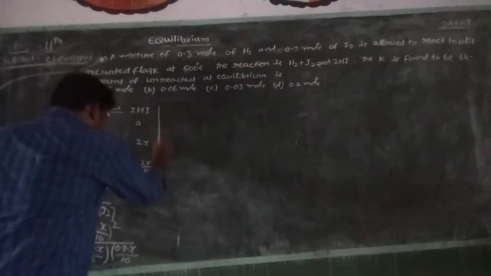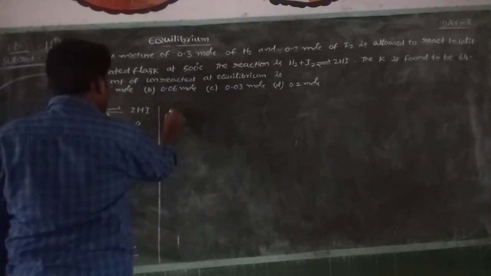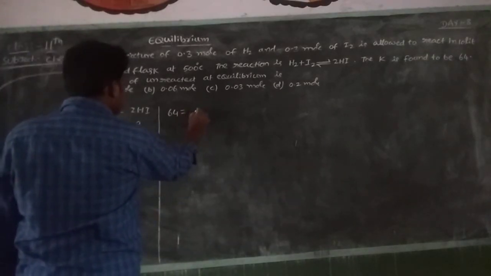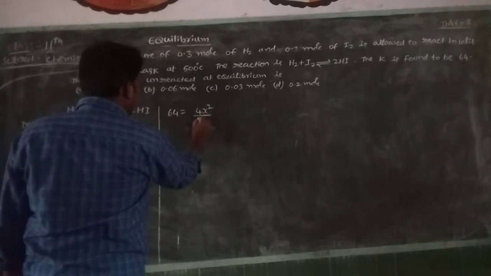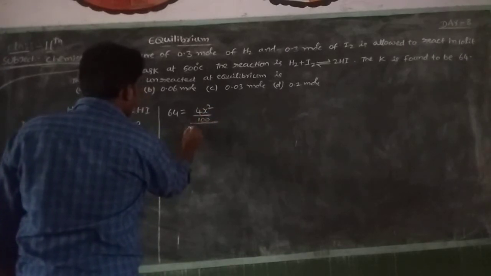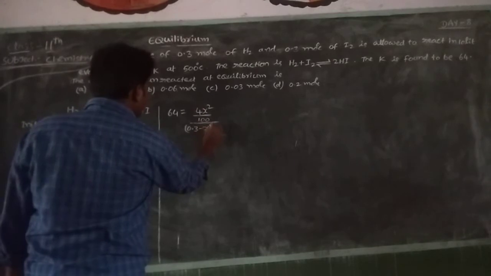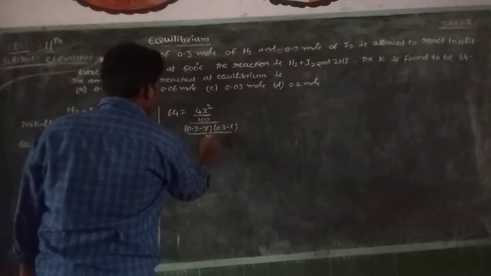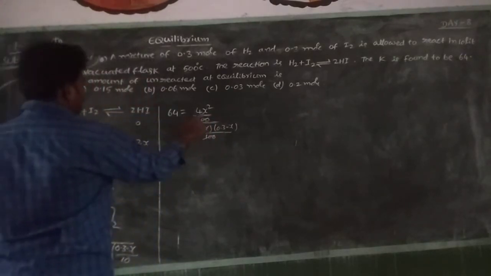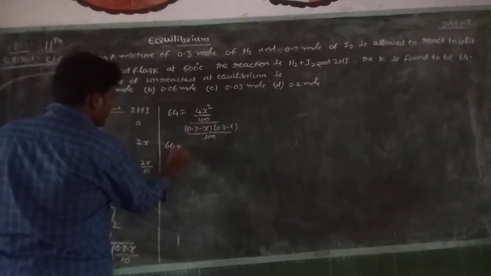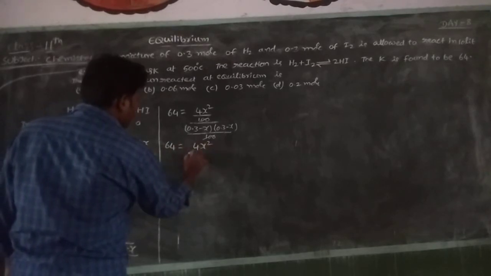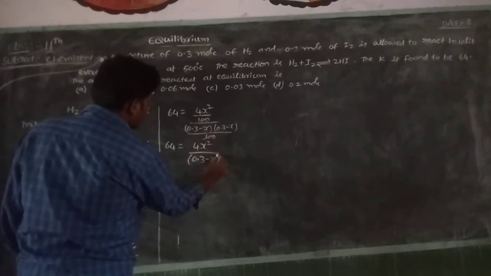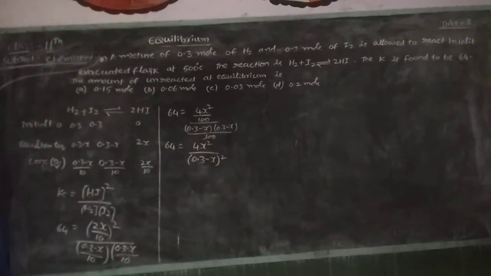Okay, have to calculate. 64 is equal to 2 square, that means 2x square means what? 4x square by 100, upon 0.3 minus x, 0.3 minus x by 100. We cancel the 100 on the upside and downside. 64 is equal to 4x square upon 0.3 minus x whole square. That means 0.3 minus x whole square.